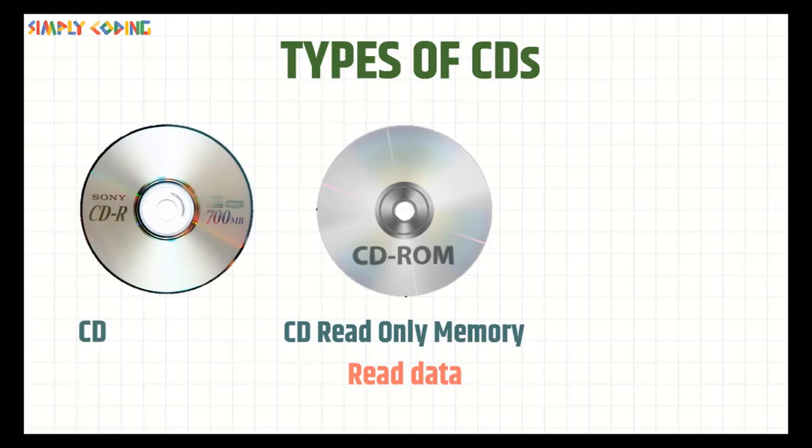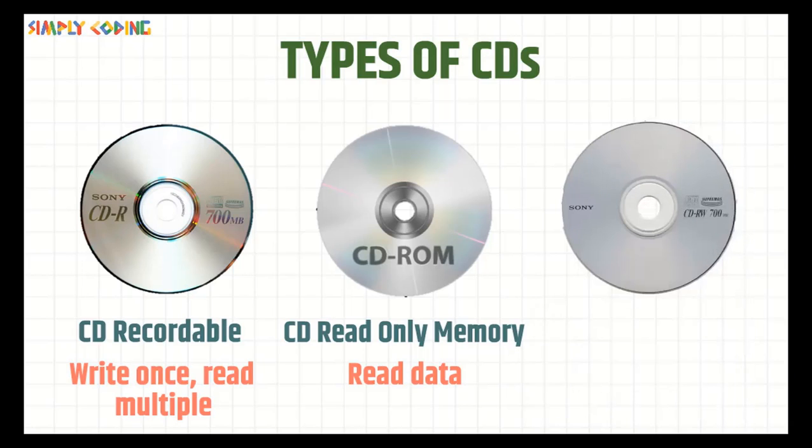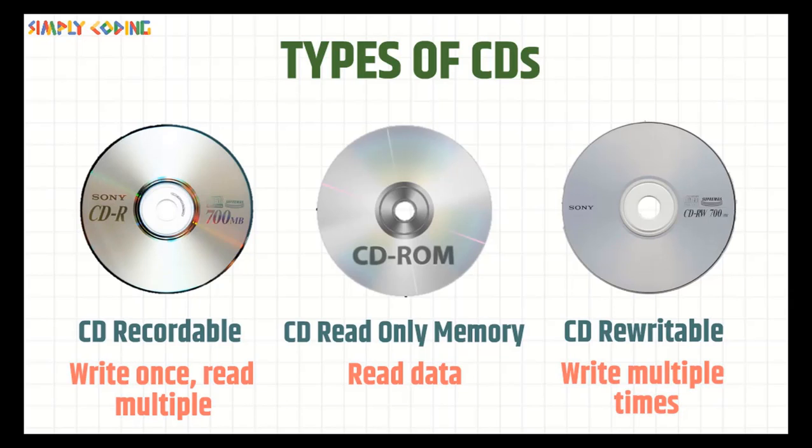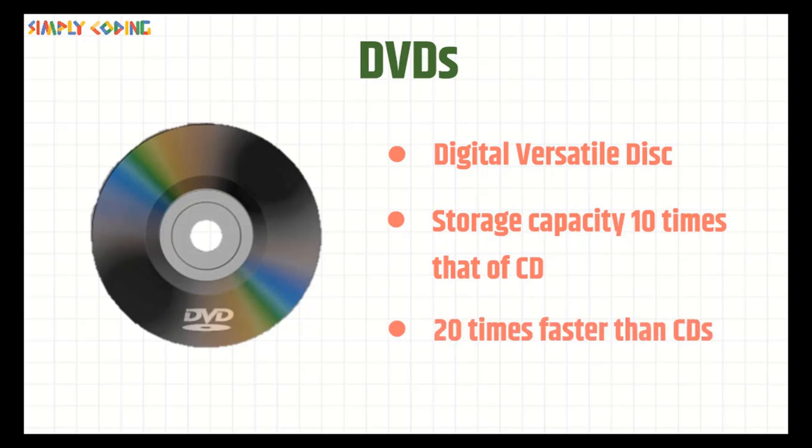Then they are CDR or CD recordable, where data can be written only once and then can be read multiple times. In CD-RW or CD rewritable, the data can be written multiple times, so it is also known as erasable CD. Next we will cover DVDs. DVDs stand for Digital Versatile Disc and they have storage capacity almost 10 times that of CD and are 20 times faster than CD. They come in three types.